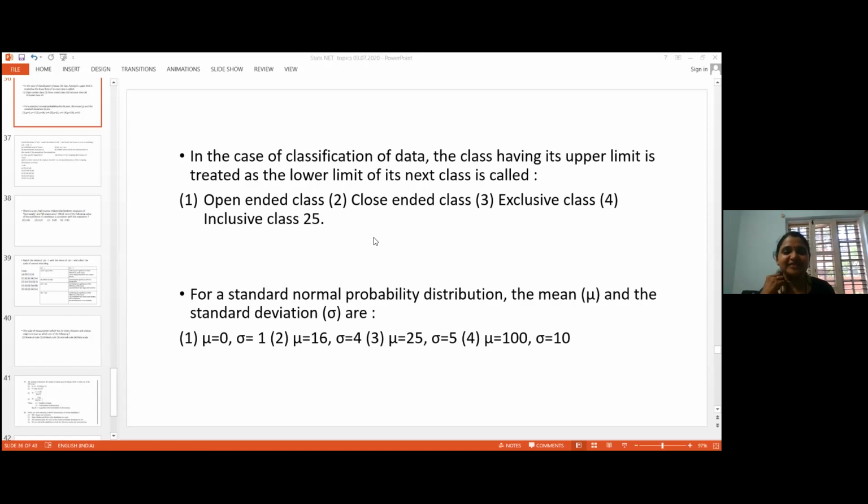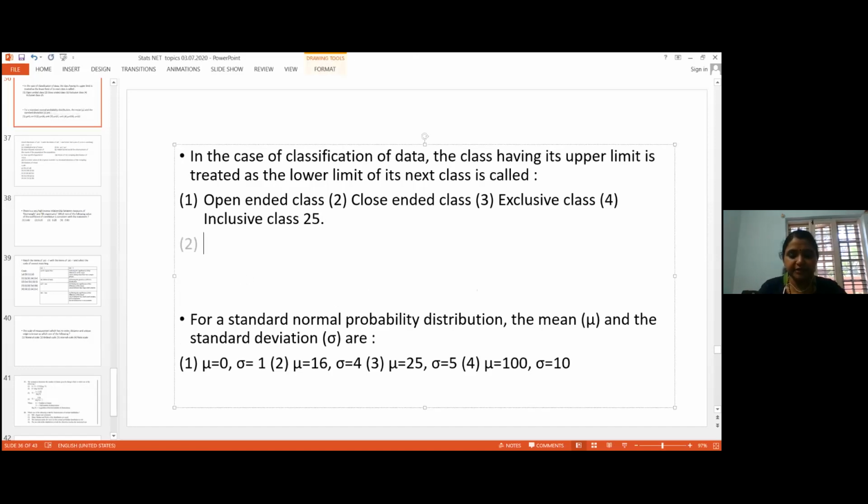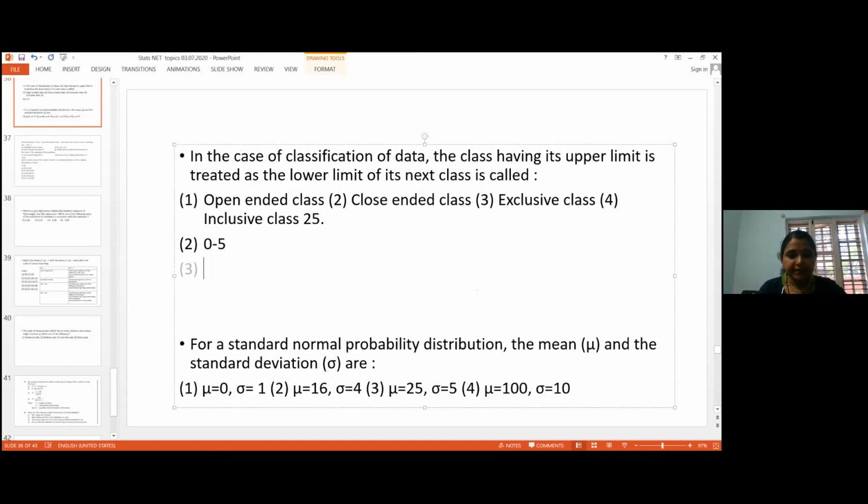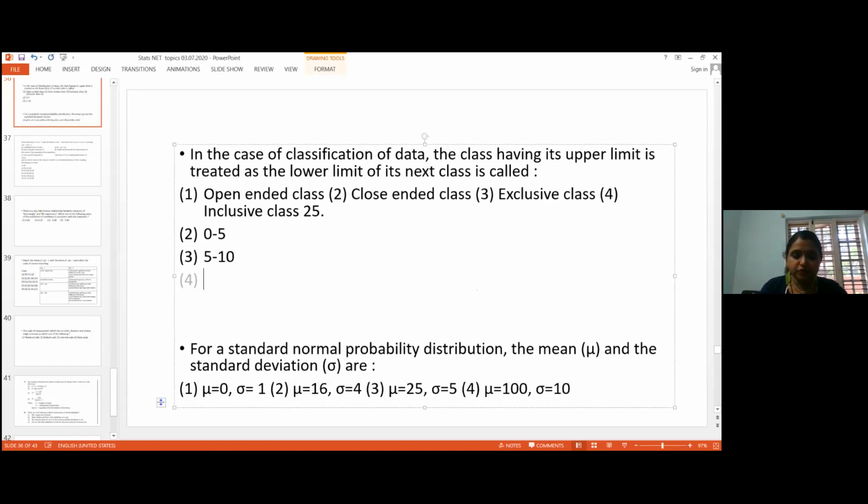So the next one is, what is a classification? In the case of classification of data, the class whose upper limit is treated as the lower limit of the next class, what is it called? The meaning is that if I say 0 to 5 and the next class starts from 5 to 10, this is the meaning. And then it goes from 10 to. So what is it called? This is called an... why is 25 coming here?